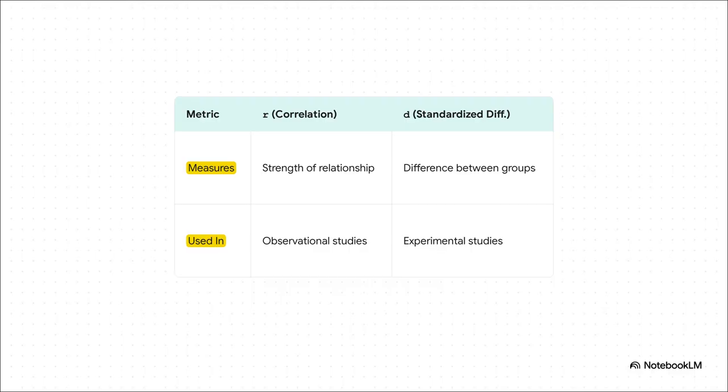Now, researchers usually choose between two main languages. First, there's R, the correlation coefficient. This is for observational studies asking how related are two things. Then there's D, the standardized difference, which is perfect for experiments asking how different is group A from group B.